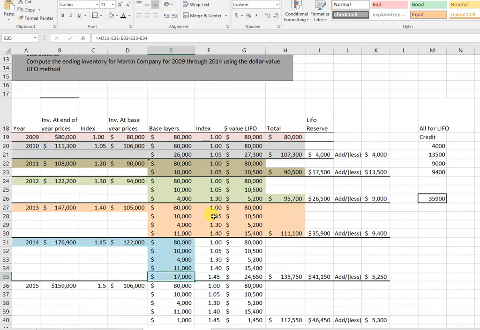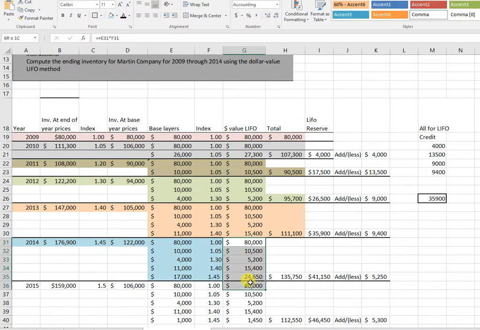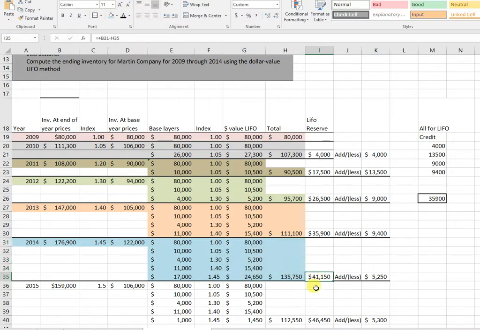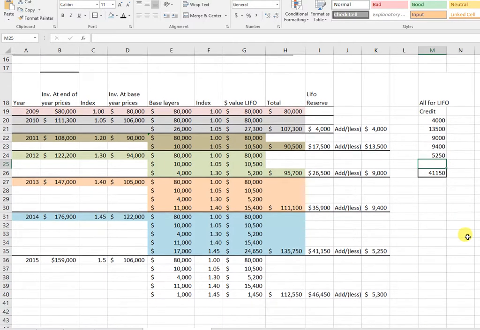I bring them back forward, so I've got all of these layers. I have my 145 layer, bring them back to the present, add them all up, and my dollar value LIFO is 135,750. So 176,900 minus 135 is 41,500. Need that to be 41,500, so I add 5250 to it. Debit cost of goods sold, credit allowance.